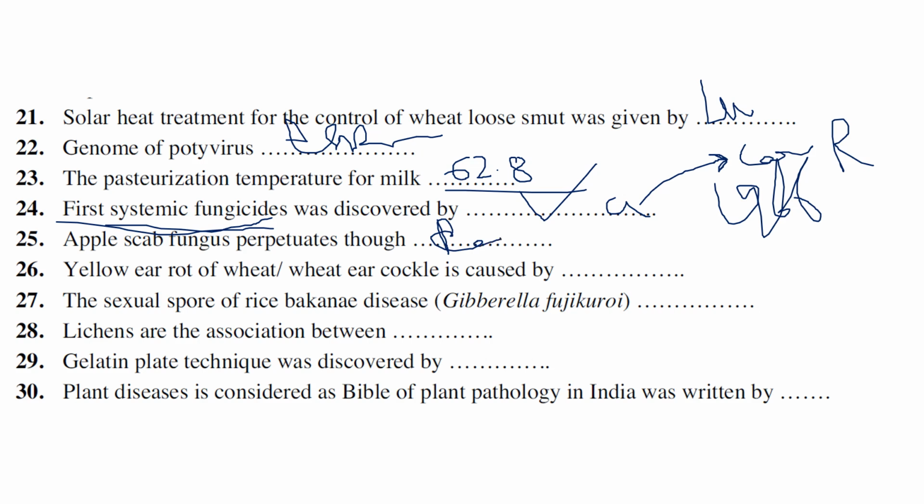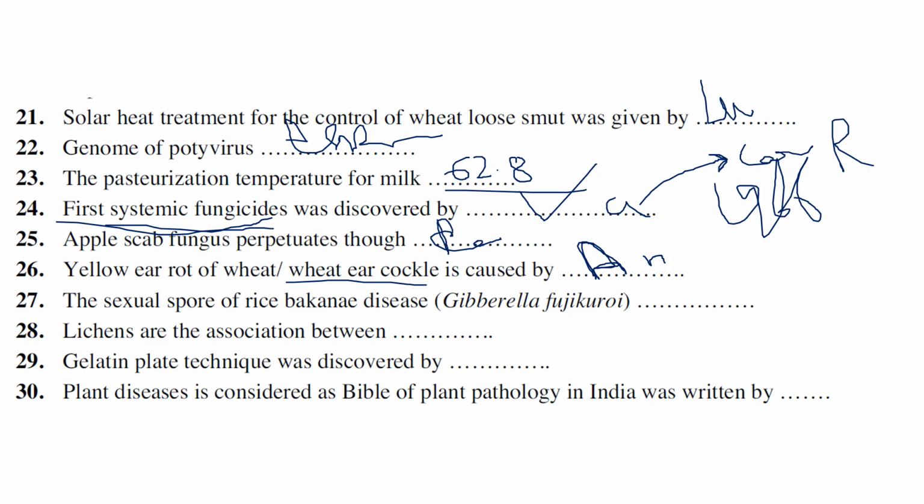Yellow ear rot of wheat or wheat ear cockle is caused by a nematode called Anguina tritici in association with Corynebacterium tritici. I repeat, yellow ear rot, wheat ear cockle disease, or wheat seed gall nematode, all are the same: Anguina tritici or Corynebacterium tritici, now called Rathayibacter tritici. Actually this is a bacterial disease in association with a nematode disease. The yellow ear rot is associated with a nematode called wheat seed gall nematode, that is Anguina tritici, and is caused by a bacterium, Corynebacterium tritici. Now it is called Rathayibacter tritici.